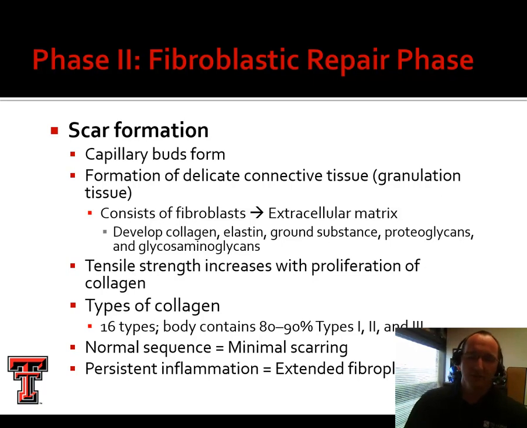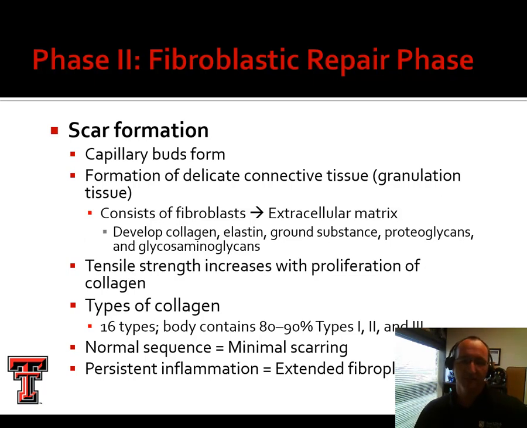Now, in order to continue to heal, we can't stay in that inflammatory phase, with the exception of a chronic inflammation where we kind of stay there. We're trying to progress to the later phases in this process. So phase 2 is the fibroblastic repair phase. And with this, the generic tissue or cells that were used to stem the flow of blood, in this case, are slowly replaced with collagen.